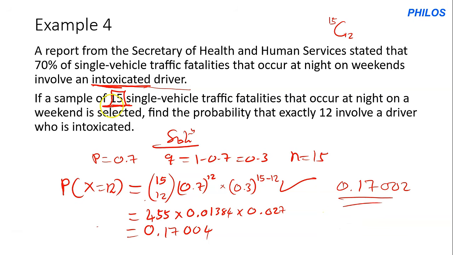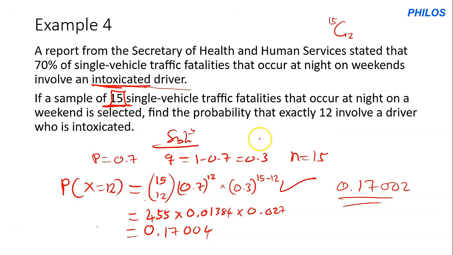In case the question asks you to find the mean, you just take the number of trials times the probability of success, that is 15 times 0.7, you get 10.5. If you want to find the variance, then it should be 15 times p, which is 0.7, times q, which is 0.3, and that will give you 3.15. To find the standard deviation, you take the square root of what you got for the variance. So the square root of 3.15 will give you 1.775. So that is the answer.